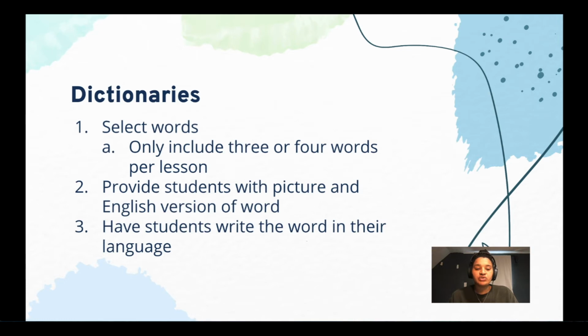You want to provide students with the picture of the word and the English version of the word. And then this is when you can use Google Translate. You can have students directly translate that word into their native language. Often when you pick an appropriate picture, students don't really need to use Translate because they can figure out what word you mean using the picture that's provided.